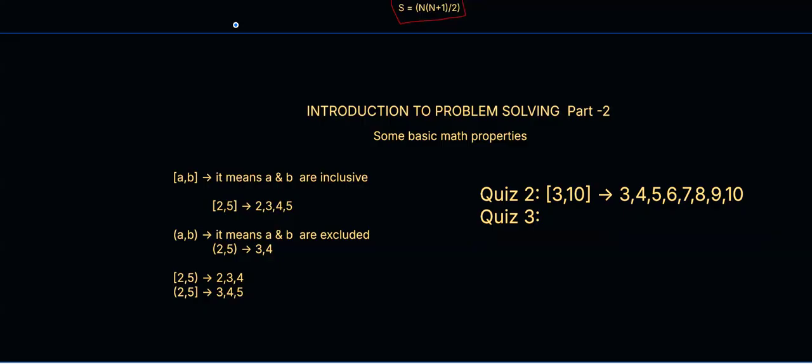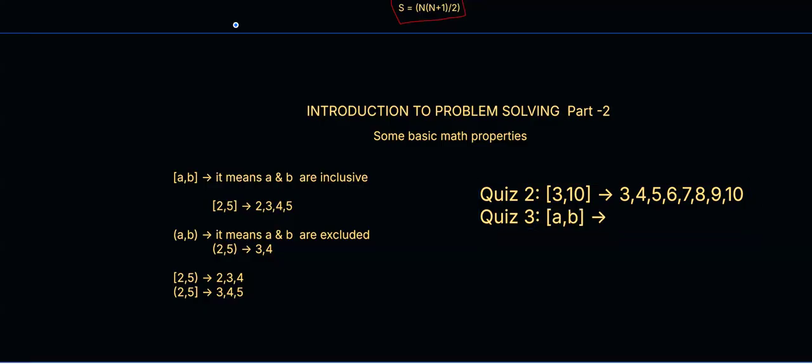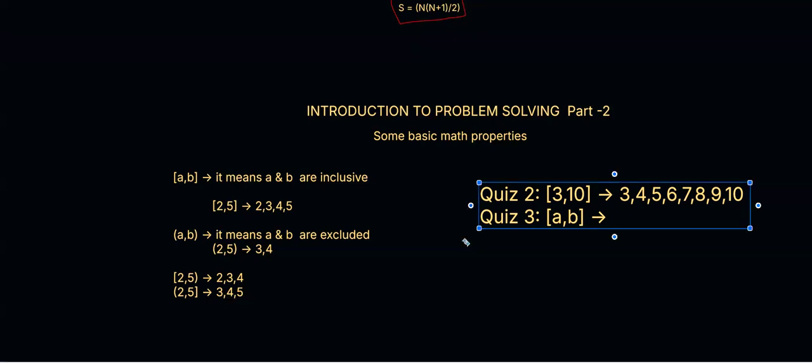Now the next quiz. Maybe somewhere on your screen you can see quiz 3. Quiz 3 is A comma B with square brackets. Spend some time, choose the correct option. Okay, now I will tell you the solution.